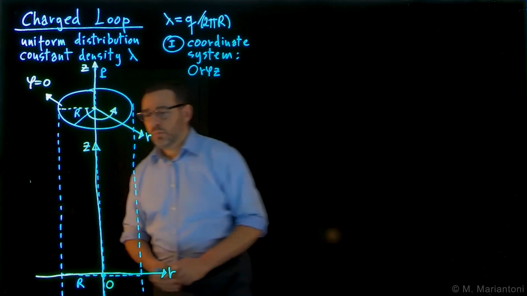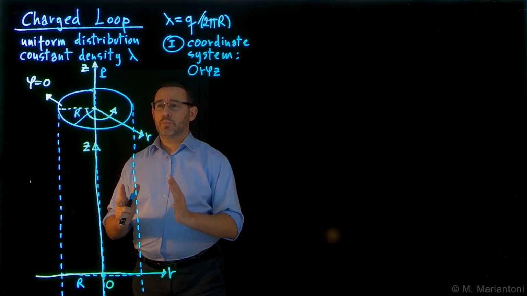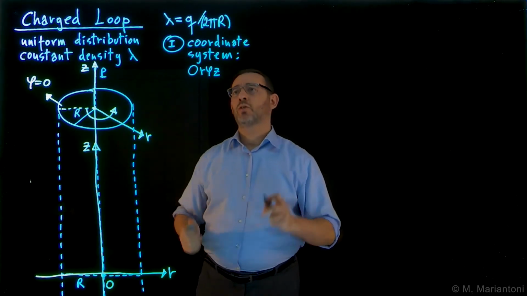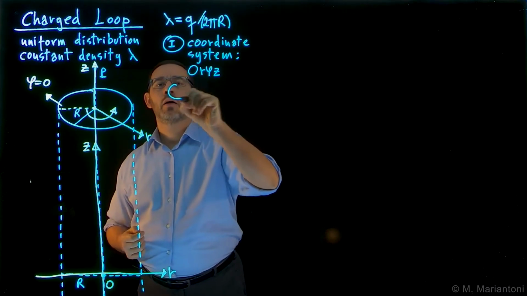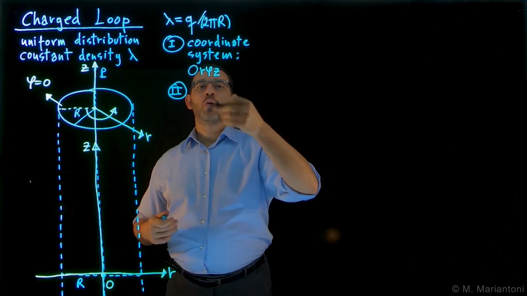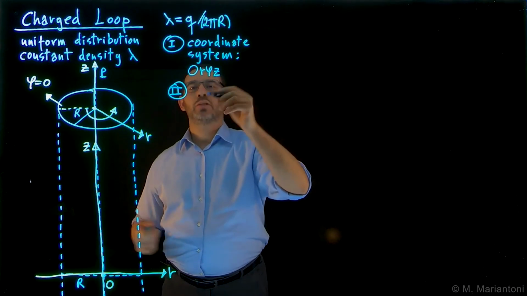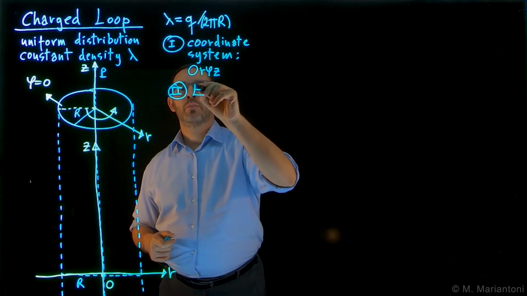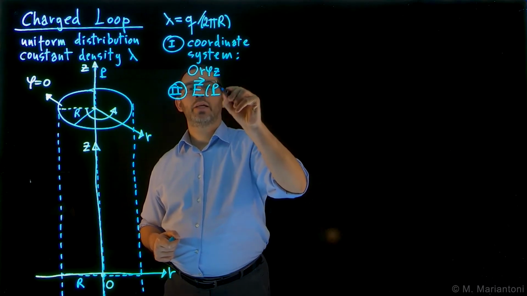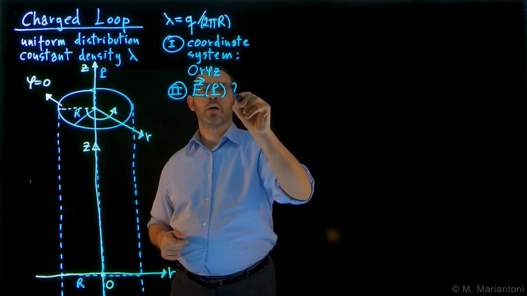Now that we have a proper coordinate system, the next thing we want to do is to identify all the forces or the electric fields, the electrostatic fields for this problem. So we want to find the electric field at point capital P and sketch it. So this is our question mark.